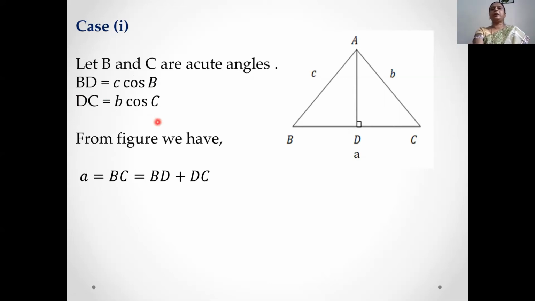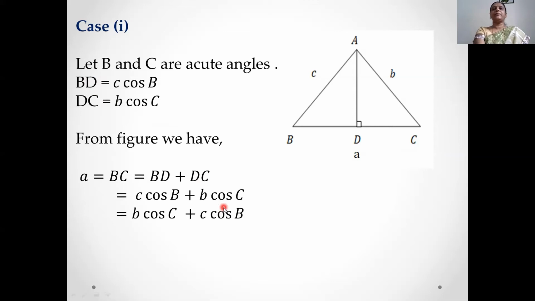Now from the figure, see what is a? Here a means side BC. You know that opposite to angle A the side is denoted by small a, meaning this BC is equal to a. Therefore, a is equal to BC. But BC can be written as BD plus DC. Now keep the values of BD and DC which we found earlier. BD plus DC is c cos B plus b cos C.